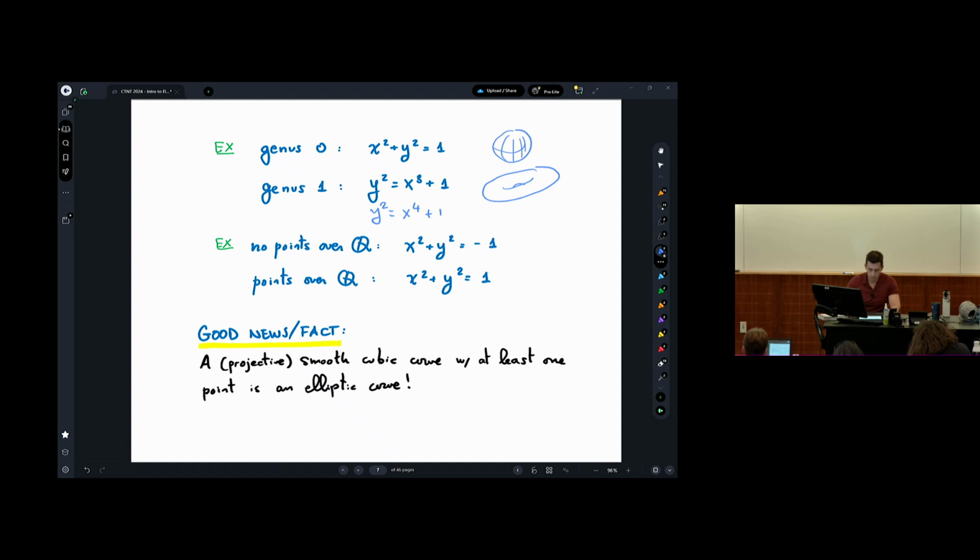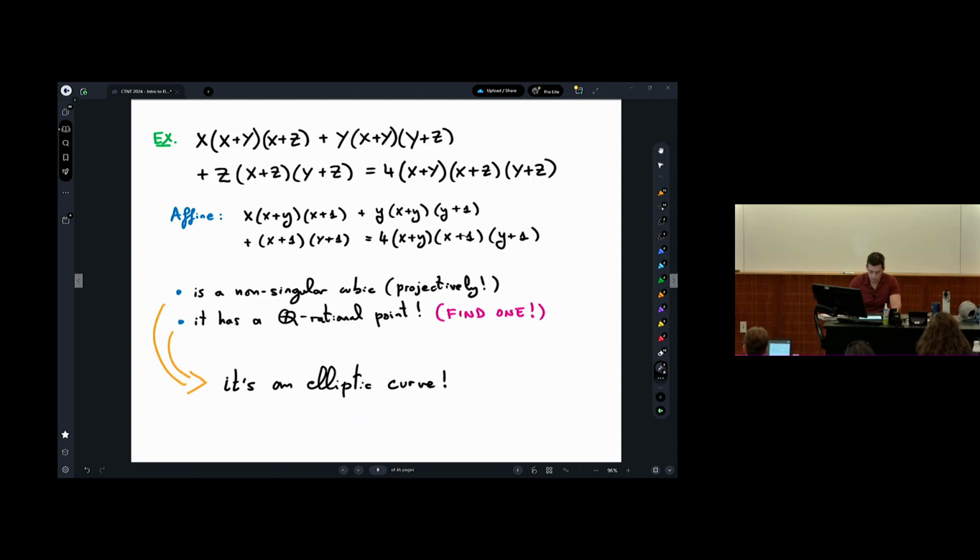Yep. So some good news is that a projective smooth cubic curve with at least one point is an elliptic curve. So the cubic curves that are smooth and have one point, those are elliptic curves. So there's a big chunk of elliptic curves that come like that, and then there are some other curves that can be changed by variables to a cubic, and then they are also elliptic curves.